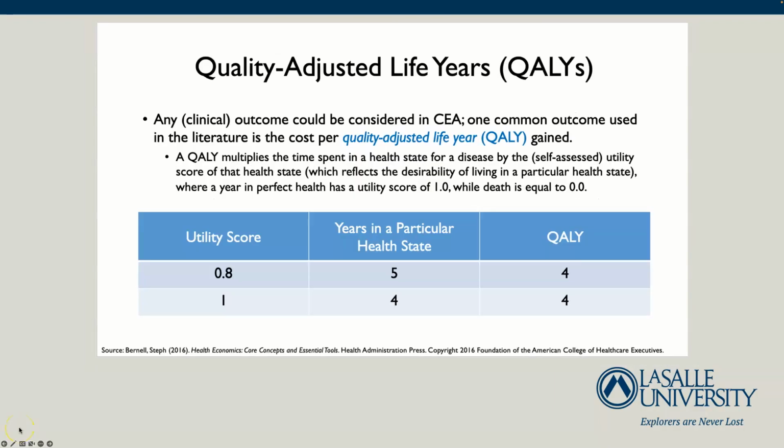So in cost effectiveness analysis, you've already seen where quality adjusted life years are commonly used. Recall that the quality adjusted life year multiplies the time spent in a health state for a disease by the self-assessed utility score of that health state, which reflects the desirability of living in a particular health state by patients, where a year in perfect health has a utility score of 1, while death is equal to 0. So we saw this earlier when we were looking at the production of health.